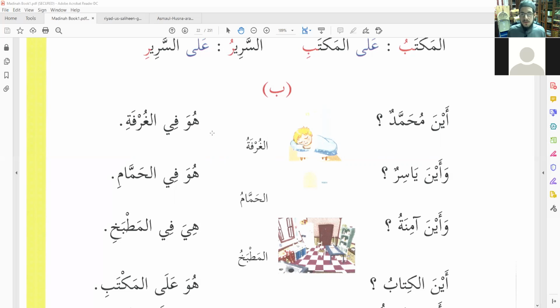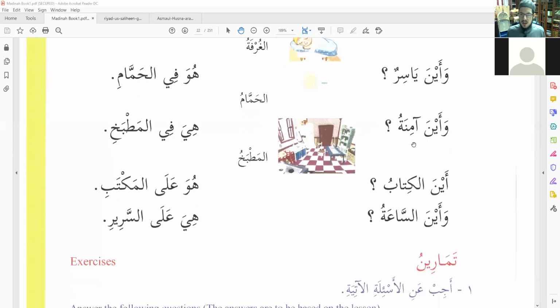Huwa fil ghurfati. We learned the subject pronouns, huwa and hiya. There's only two when it comes to, there's no third gender or it in Arabic. Huwa fil ghurfati. He is in the room. Aina Yasirun. Huwa fil hammami. He is in the bathroom. And so on and so forth.